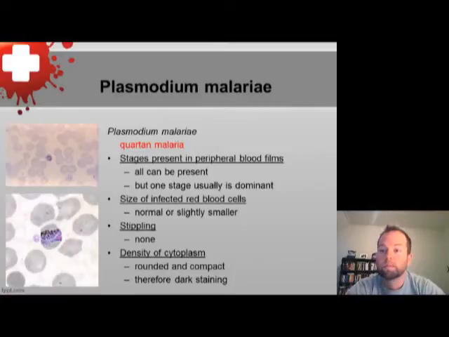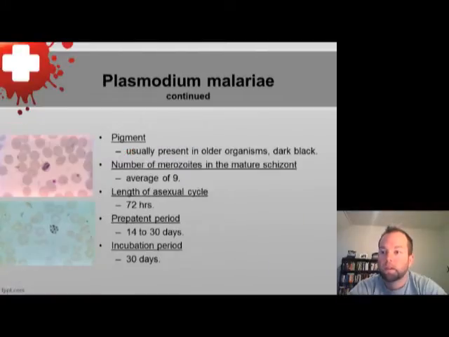The size of the infected red blood cell is normal or slightly smaller, and it has this characteristic band shape. The trophozoite has this characteristic band shape, which would represent Plasmodium malariae. Stippling is not present with Plasmodium malariae. The cytoplasm is compact and results in a darker staining. Pigment is usually present in older organisms, appearing dark black. The average number of merozoites in the mature schizont is around 9.